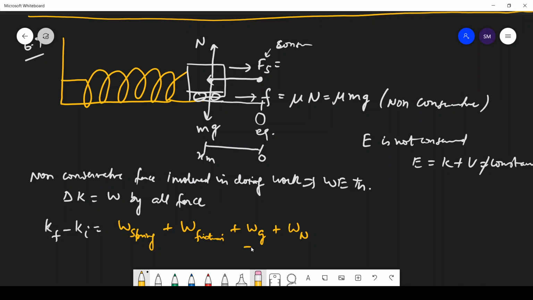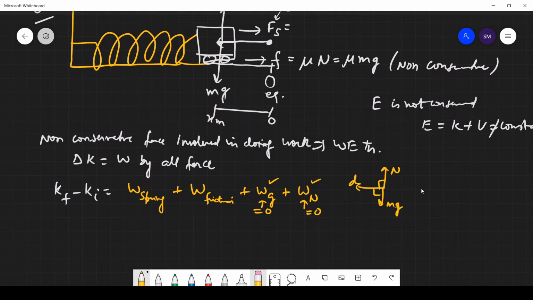Okay, but work done by the gravitational force is 0, work done by the normal force is 0. Why? Because there is no displacement in the y direction, the only displacement is in the x direction. So the angle between the displacement and the normal, and between the displacement and mg, is 90 degrees. That is why the work done by the gravitational force is 0, because the angle was 90 degrees, right?